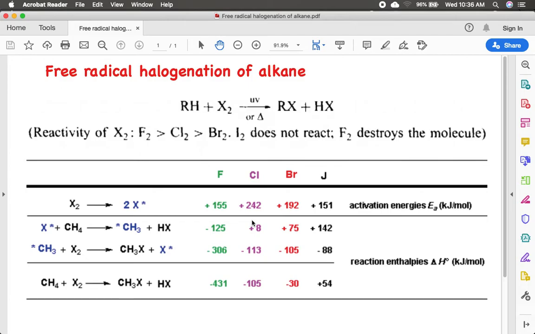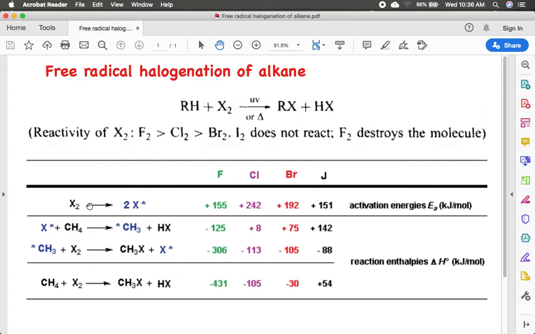Okay, let's get started. In this video, I'm going to discuss free radical halogenation of alkanes. Halogen reacts with alkane in the presence of light or heat to give alkyl halide and hydrohalic acid. Among the halogens, fluorine is the most reactive and iodine does not react at all. We're going to discuss the mechanism and thermodynamics to explain the reactivity order.